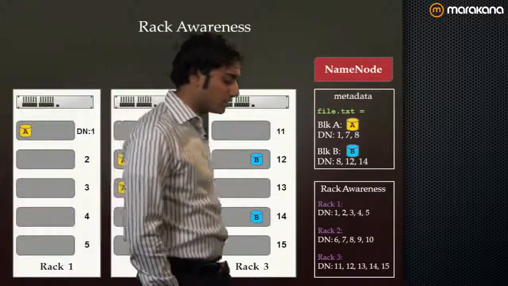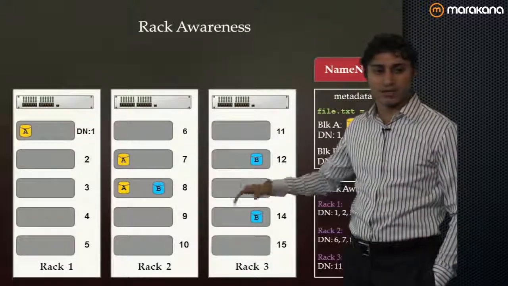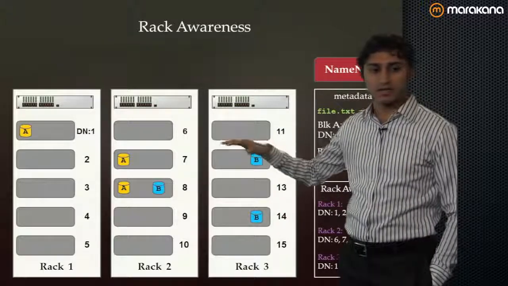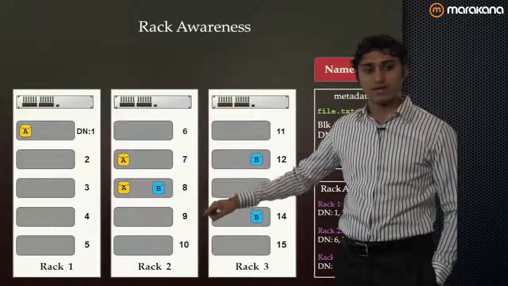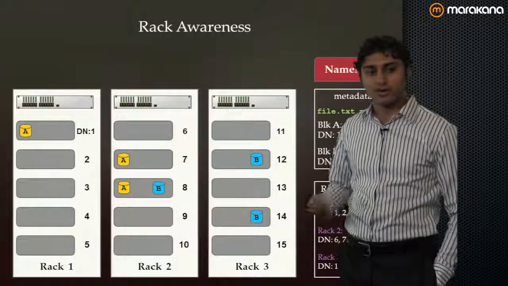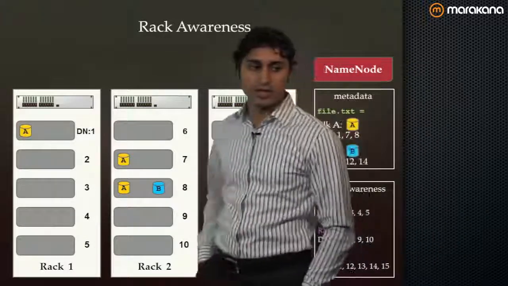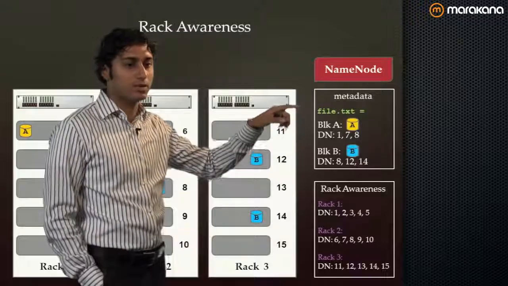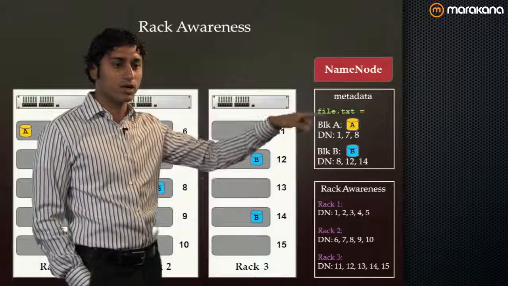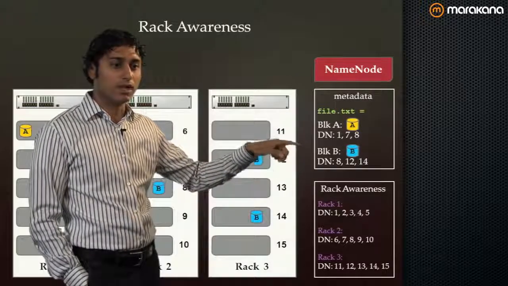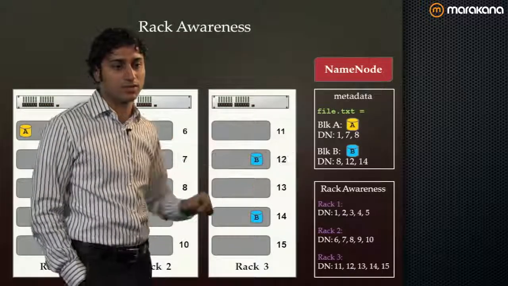Another feature in HDFS is that the name node is rack aware. In this slide, we're seeing the same 3 racks as before. Each rack has 5 data nodes. The second rack has data nodes 6, 7, 8, 9, and 10. You can see that there are 3 replicas of block A. They're on data nodes 1, 7, and 8. That information is, as you know, kept in the name node's metadata. So the name node knows that this file.txt breaks up into 2 blocks, block A and B. Block A is on 3 different data nodes, and block B is on these 3 different data nodes.